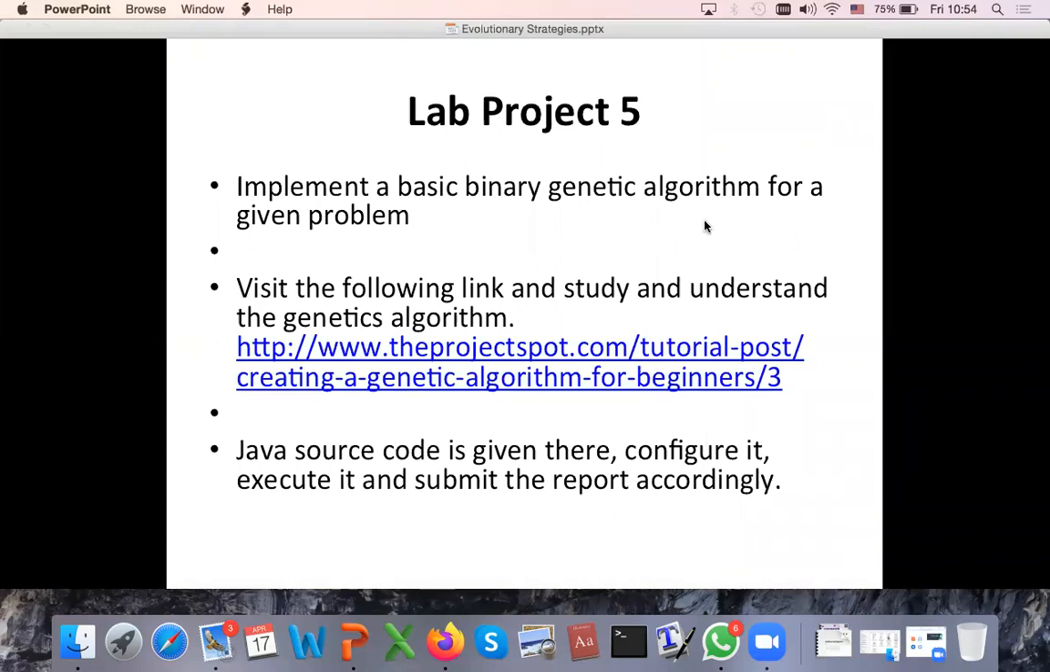Implement a basic binary genetic algorithm for the given problem. You have to visit this link, and you will see the source code there. You have to understand the source code first, then download it, configure it, and run it on your machines. And if you understand the source code, then you have to write the report finally for this lab project. And I already explained the format of the report to you all.